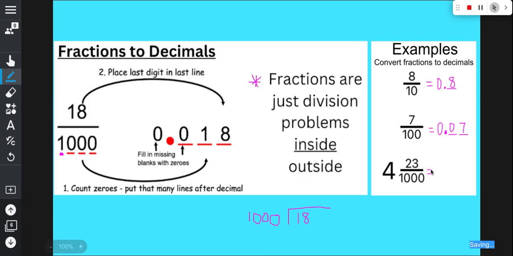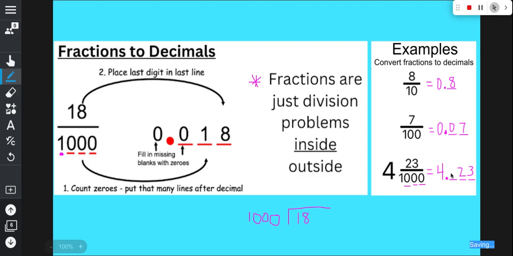The last one here is a little bit more tricky. We do have a whole number in this case, so 4 is going in front of the decimal. We have 3 zeros after the decimal. And the last digit goes into the last space, filling in any in front of it.